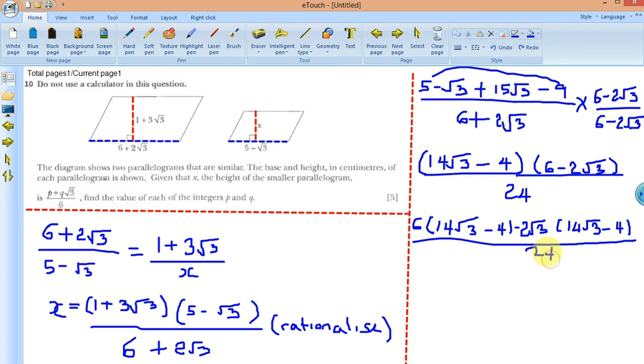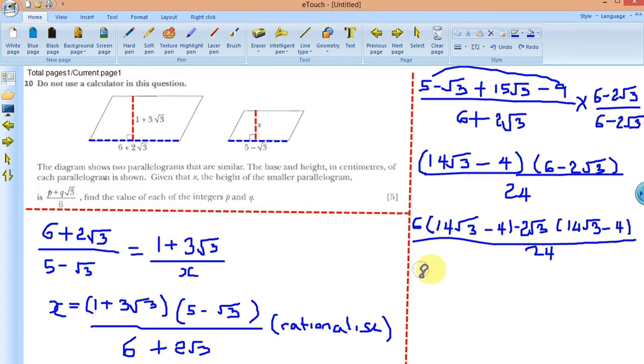So you have 6 times 14 root 3. So what is 6 times 14? That is 84. So that is 84 root 3. Hope I'll be able to manage my board very well. Okay, 84 root 3 minus 6 times 4. That is 24. Okay, minus 24. Then use 2 root 3 times 14. So 2 times 14, that is minus 28. Then root 3 times root 3, that is 3.